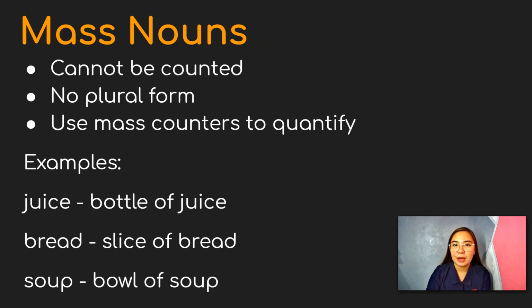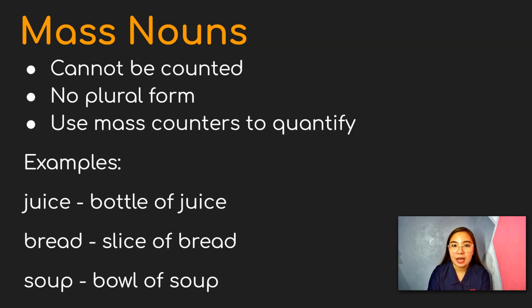Let us now talk about mass nouns. So when we say mass nouns, these are the nouns that we cannot count. Also, these have no plural form. And for us to count mass nouns, we need mass counters to quantify or to count them. For example, juice. We cannot just count juice because that is liquid. And for us to count the juice, we need to put it somewhere we can count. So we are going to say bottle of juice.